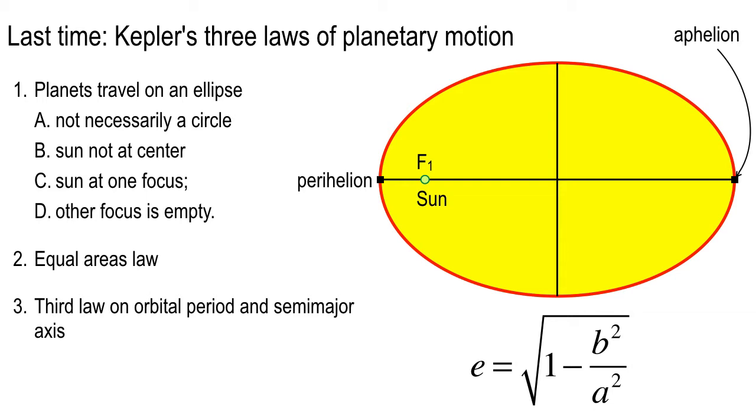We calculated the ellipticity, which is a numeric way of rating the oblongness. If B, the semi-minor axis, and A, the semi-major axis, are different numbers, if B is smaller than A, then this ratio, A squared over B squared, will be less than 1, and then 1 minus that will be less than 1. And then the square root of that will be the eccentricity.